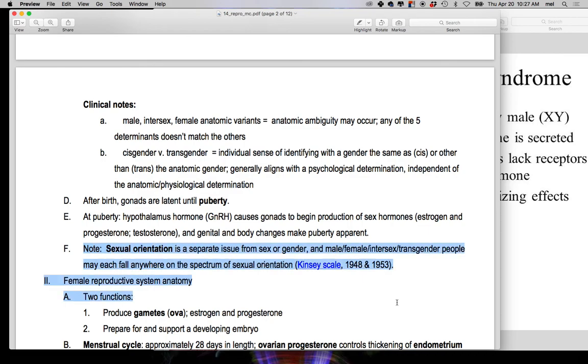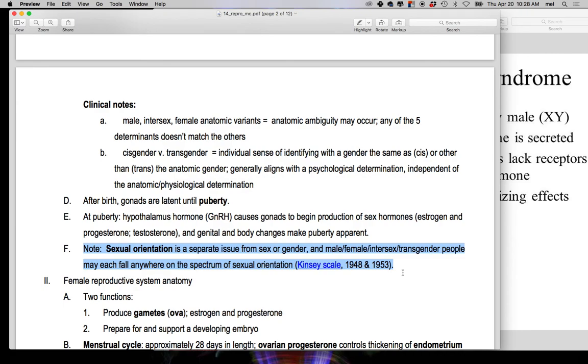Now, this is a question people ask about, so I put it in here. This is out of my depth, but I want to at least acknowledge that it's out of my depth, and also acknowledge the difference between being cisgender, transgender, homosexual, heterosexual, bisexual, all that business. So sexual orientation is a separate issue than either sex or gender. So for instance, I could be a male to female transgender person, and I could either be attracted to men or attracted to women. It's an entirely different question. Does that make sense to you guys? So sexual orientation is a separate issue from sex or gender.